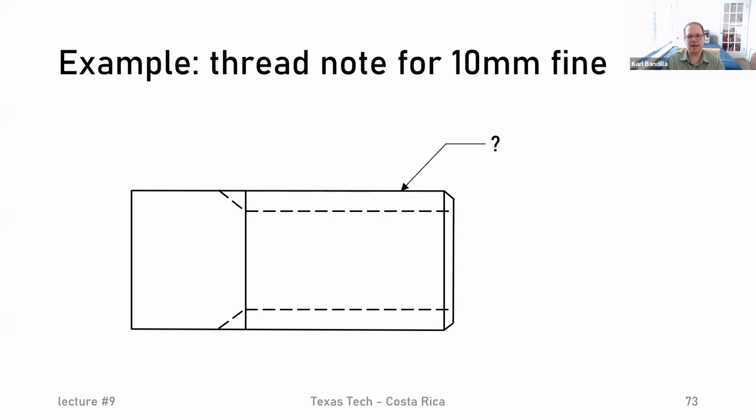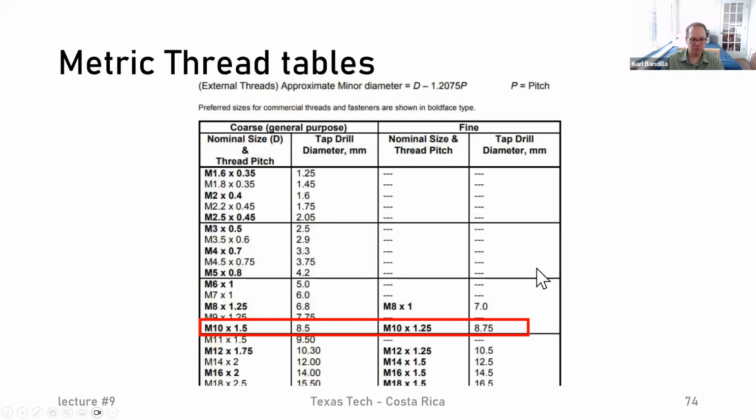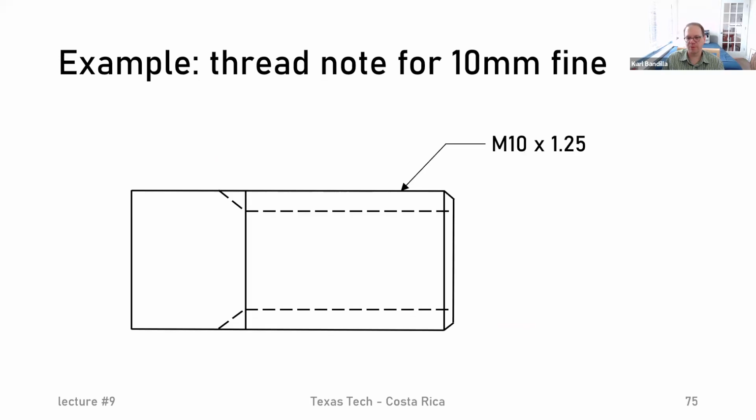So let's do an example just like we did for the Unified National one. We are supposed to write the thread note for a 10 millimeter fine. So we go into our table, look at 10 millimeters, M10, and we have coarse, but we're looking for fine. So our thread note would be exactly what we have there: M10 X 1.25. That's our entire thread note, all that we need to know. And again, we're using these thread notes because they're a lot easier than having to draw what the thread actually looks like.